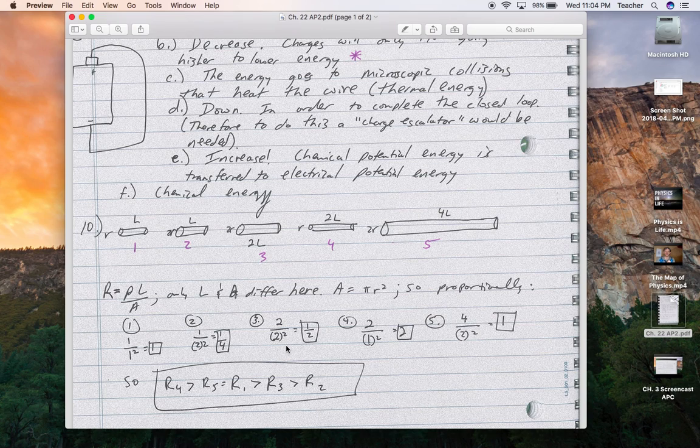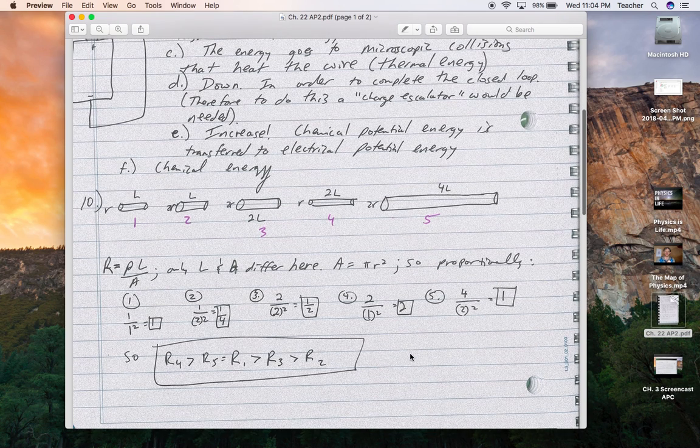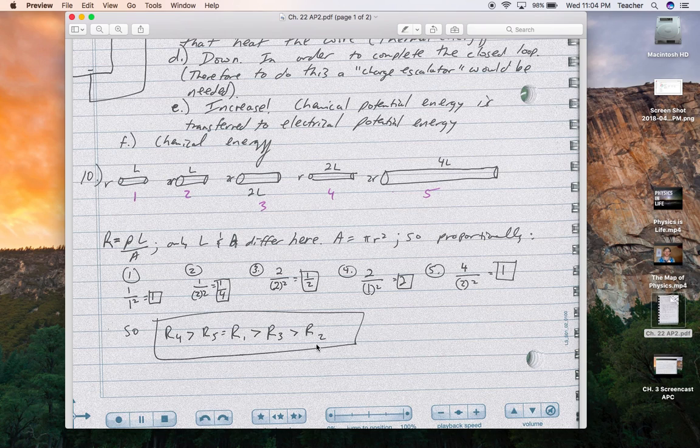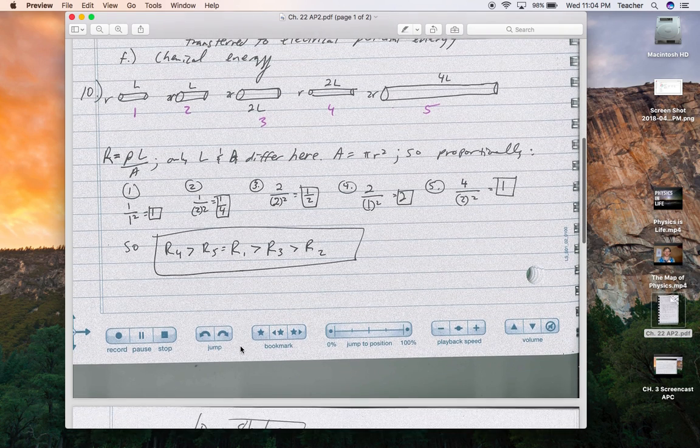3, similar things, except in this case, both the length and the radius are doubled. That's half the resistance of this. And again, these aren't real numbers. Maybe wire 1 would have had 7 ohms. If that's true, wire 3 would have 1/2 of that, or 3.5 ohms. Continuing with that, I got 2 for number 4 and 1 for number 1, so this is my ranking. 4 is greater than 5 is equal to 1, is greater than 3 is greater than 2.